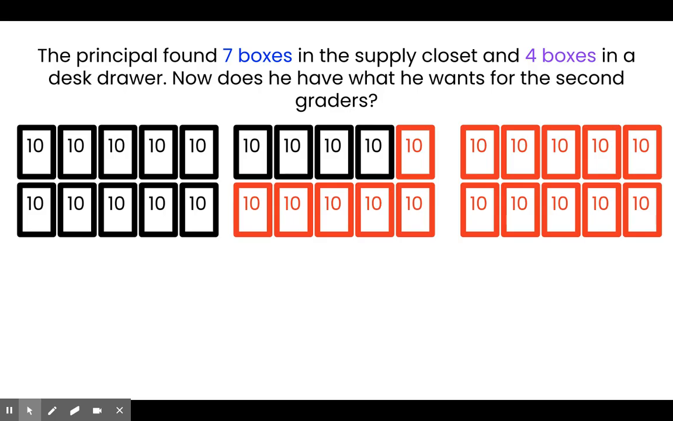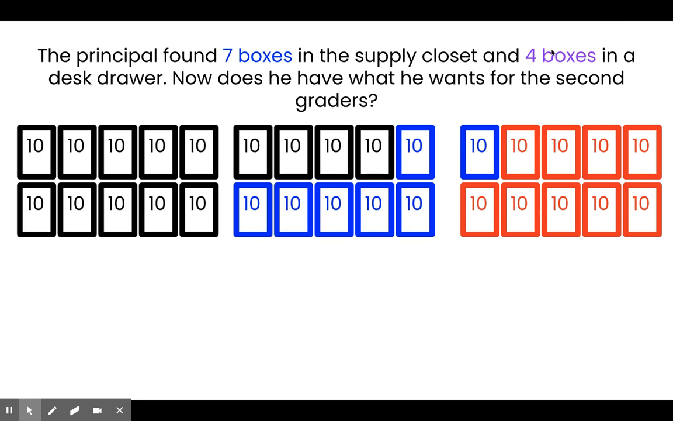So let's add those 7 boxes to the 14 boxes that we already had. Count with me. 1, 2, 3, 4, 5, 6, 7. We just added the 7 boxes that he found in the supply closet with the 14 boxes we already had. How many did that give us? Let's count by tens. We have 10, 20, 21 boxes now, counting the 14 we already had, plus the 7 he found in the supply closet.